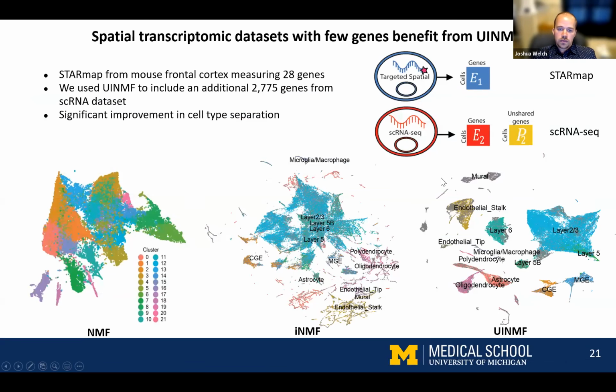So we tested UINMF for this task where we took a STARmap data set for mouse frontal cortex that measured only 28 genes. And the reason the number of genes was so small is that it measured a three-dimensional block of tissue. And so they had some custom chemistry that allowed 3D measurement of genes, but it required a trade-off in terms of the number of genes detected. So we used UINMF to incorporate an additional 2,700 variable genes from the single-cell RNA-seq data set, and we put those in this P2 matrix, which we jointly factorized using UINMF.